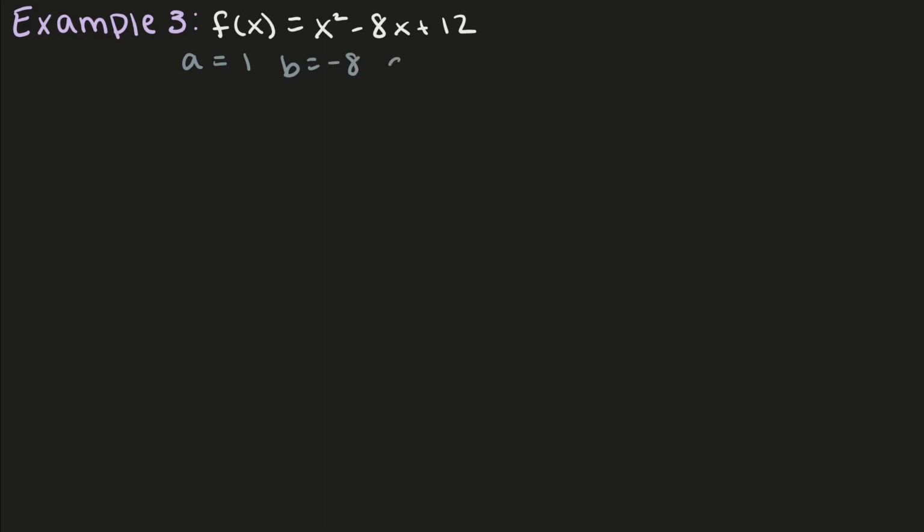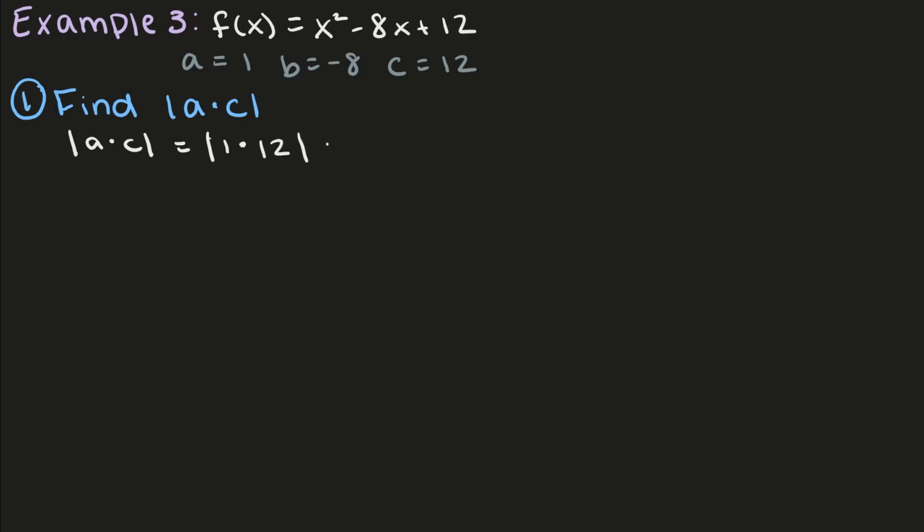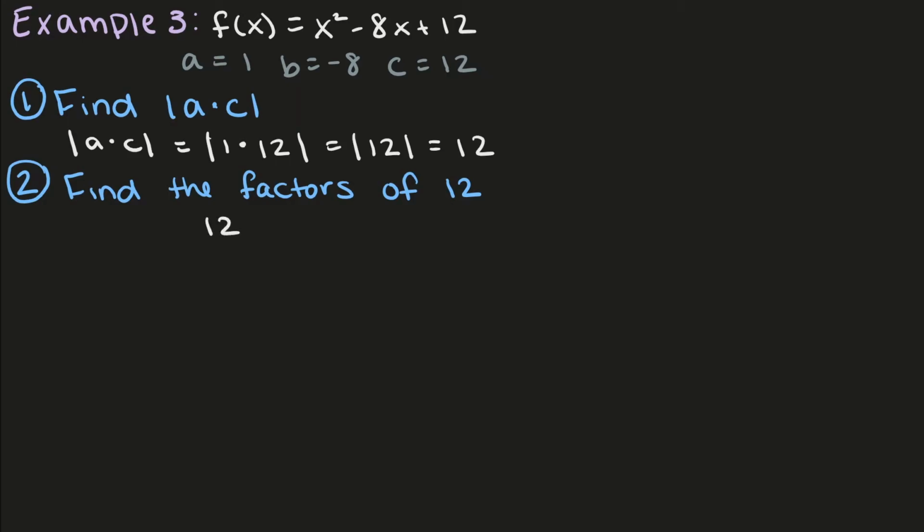Let's look at another example. F of x equals x squared minus 8x plus 12. A equals 1, b is negative 8, and c is 12. So first, we'll find the absolute value of a times c. This is the absolute value of 1 times 12, which is just 12. Next, we'll find all the factors of 12. The factors of 12 are 1 and 12, 2 and 6, and 3 and 4.